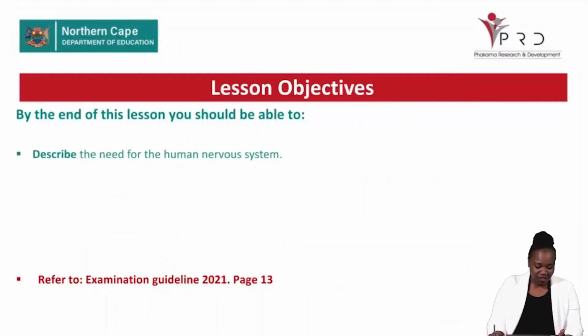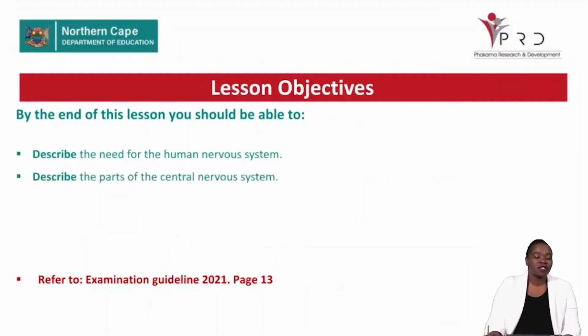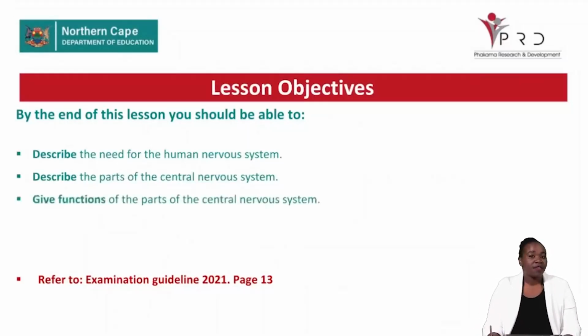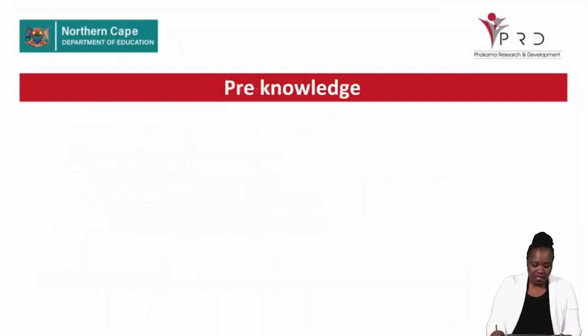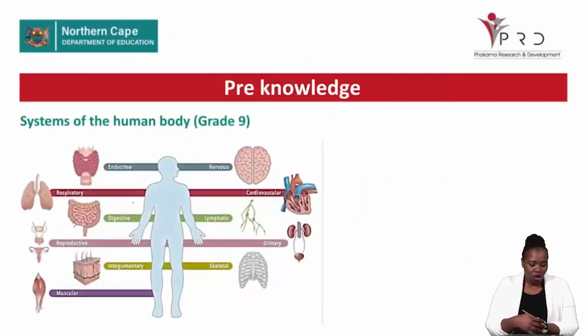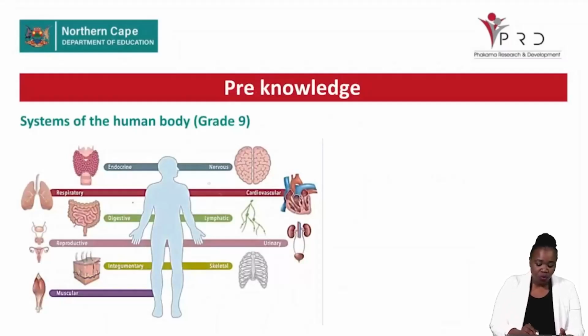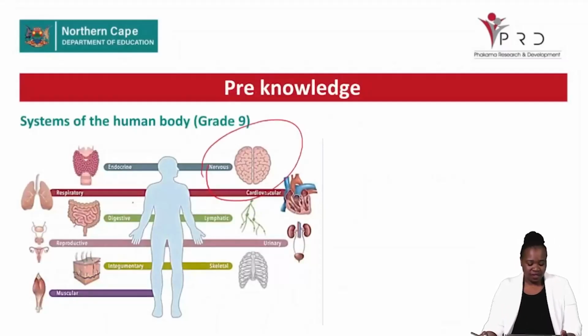Okay, so by the end of our lesson today, you should be able to describe the need for the human nervous system. As we have said, we're going to look at 2 reasons why this human nervous system is important. You should be able to describe the parts of the central nervous system. So you must know the parts, you must be able to identify them, and also give the functions of the parts of the central nervous system. And you should also be able to describe the functioning of the autonomic nervous system as well as the somatic nervous system. All right, so our pre-knowledge here would be the systems of the human body, which is what we did in grade 9, right? So here we will be specifically focusing on the human nervous system.